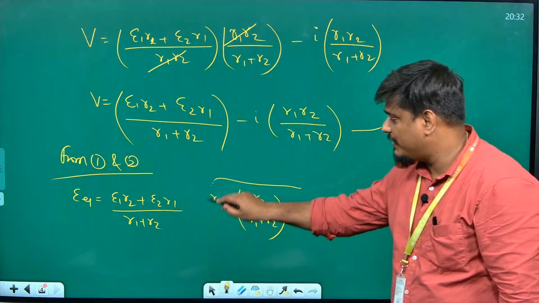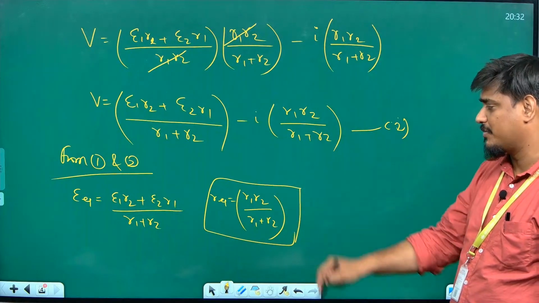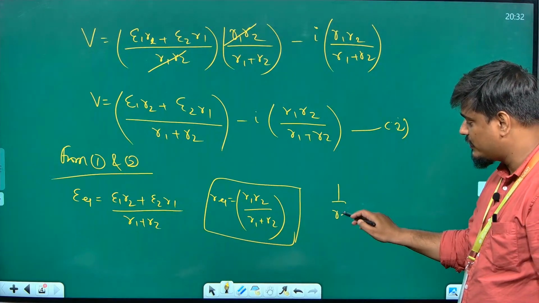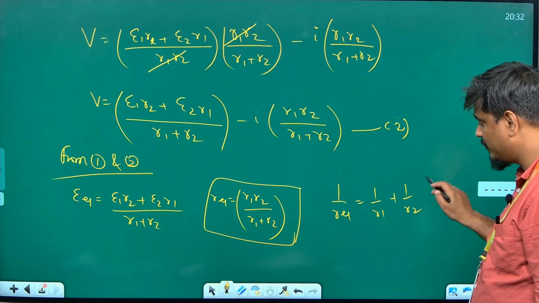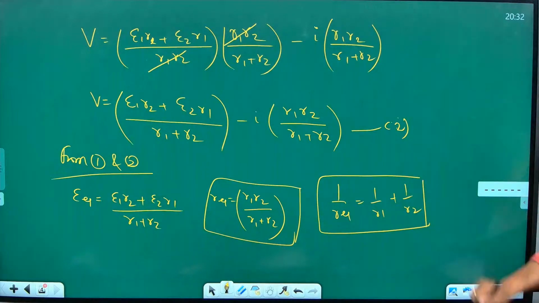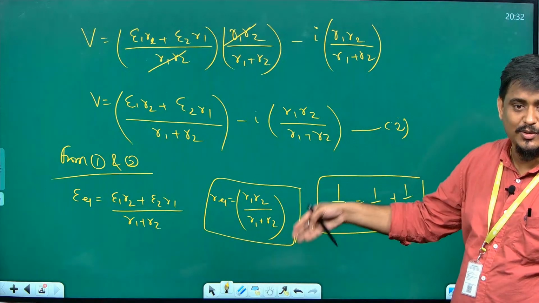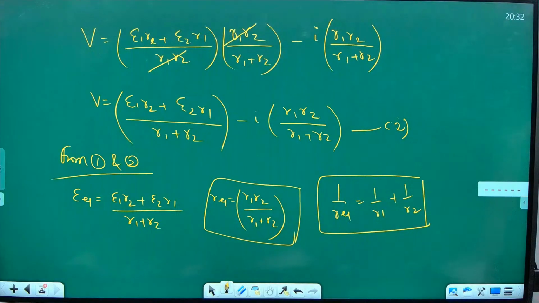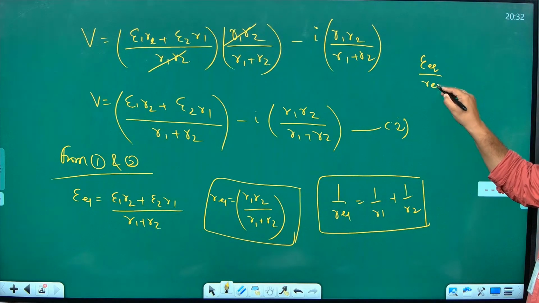So from here we get very clearly one thing, that since R equivalent is equal to R1 R2 by R1 plus R2, 1 by R equivalent is equal to what? 1 by R1 plus 1 by R2. Do you agree with me? If you doubt, I can make you understand one more step also. And if I am doing E equivalent by R equivalent, what do you get, you check.